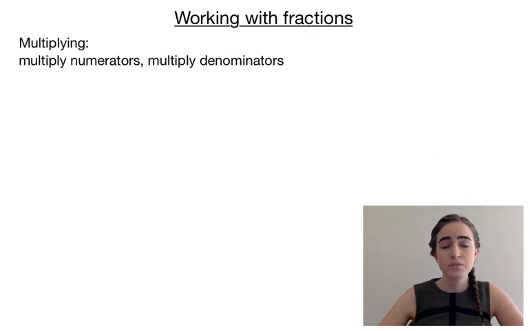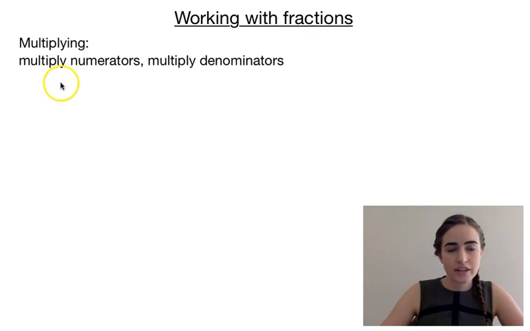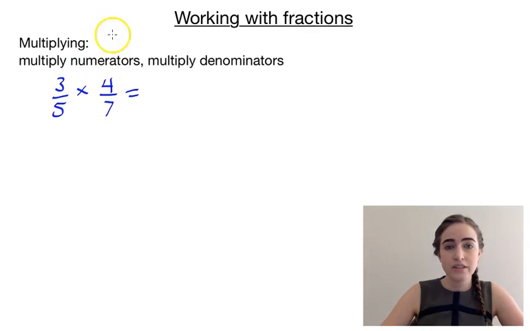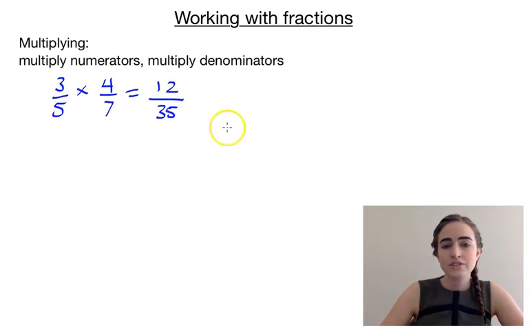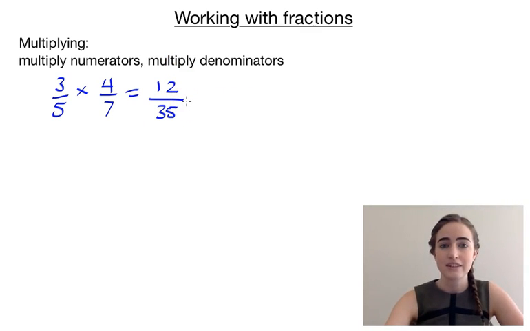Okay, so now we'll look at multiplying fractions. When we're multiplying them, we multiply the numerators and we multiply the denominators. So we'll have a look at an example. If we had 3 over 5 times 4 over 7. So we're going to multiply the numerators, so 3 times 4 gives us 12, and 5 times 7 gives us 35. Then we look and see if we can simplify that. There's no common factors of 12 and 35, so that's it. That's our answer for that one.